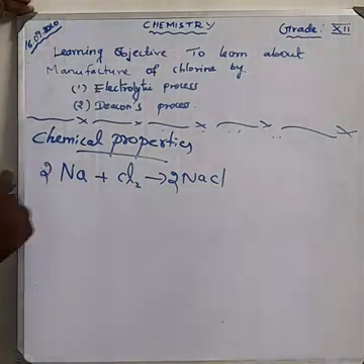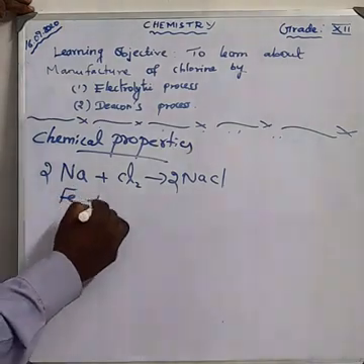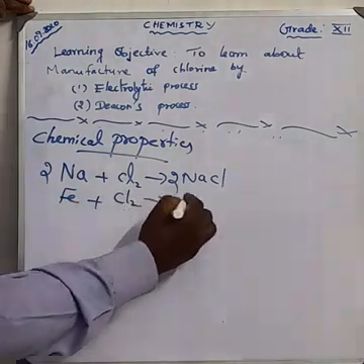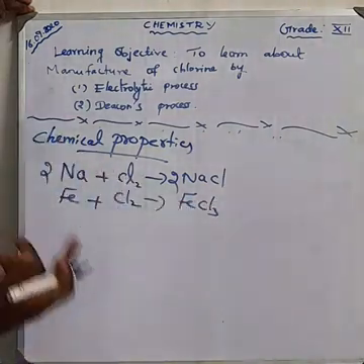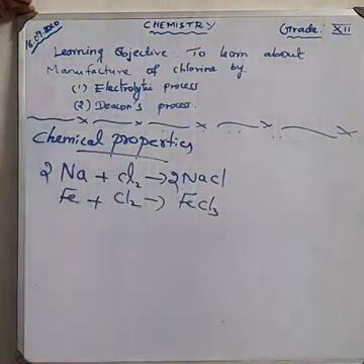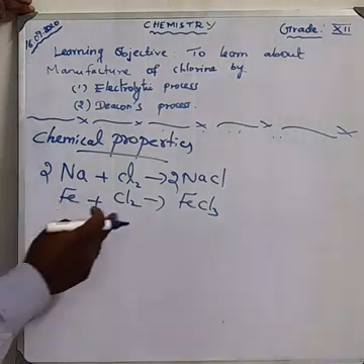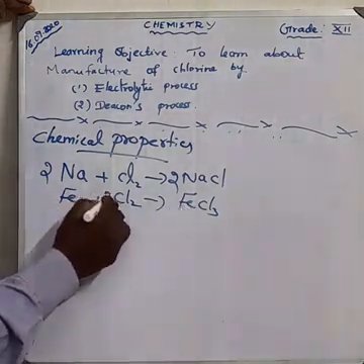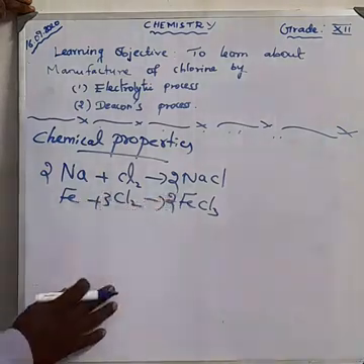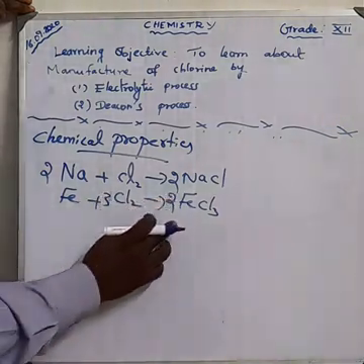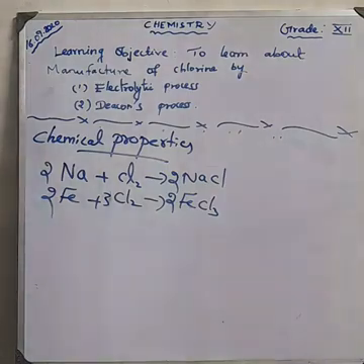And also, iron, Fe, reacts with chlorine to form FeCl3, ferric chloride. How much chlorine is there? 3 chlorine, so make it 2 here and 3 here. How much iron is there? 2 iron. Now the equation is balanced.